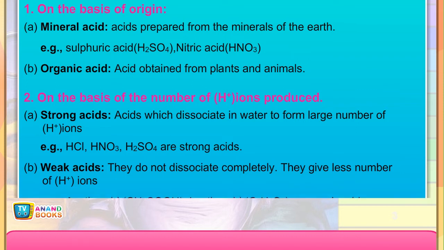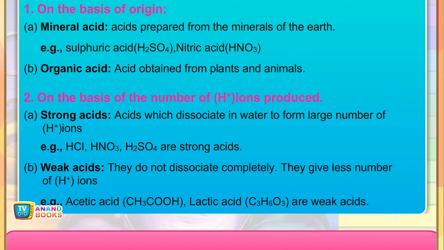A. Strong acids. Acids which dissociate in water to form large number of H-positive ions. Example, HCl, HNO3, H2SO4 are strong acids. B. Weak acids. They do not dissociate completely. They give less number of H-positive ions. Example, acetic acid, CH3COOH, lactic acid, C3H6O3 are weak acids. Number 3.